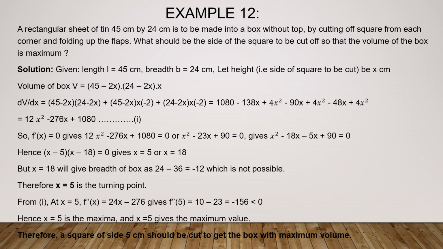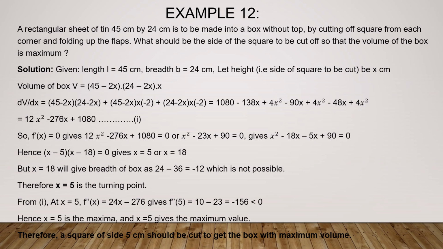So for this box which you are making, what will be the length? 45 minus 2x, because from both the corners you are cutting off x, correct, that height. So it will be 45 minus 2x, and in the same way breadth will be 24 minus 2x, because again from both the corners you are cutting x, so 24 minus 2x into the height which we have assumed to be x centimeter. So we have to actually find this value of x so that the volume of the box is maximum.